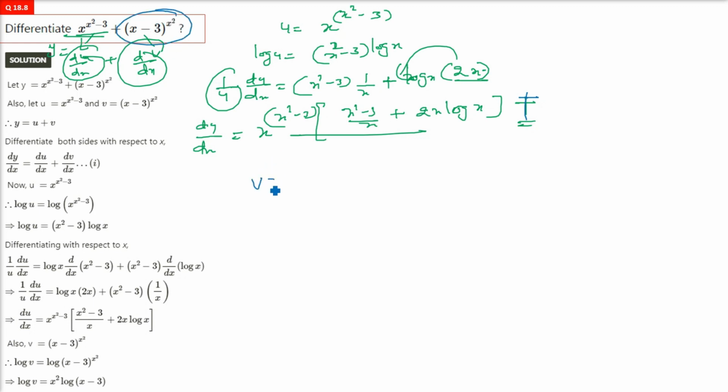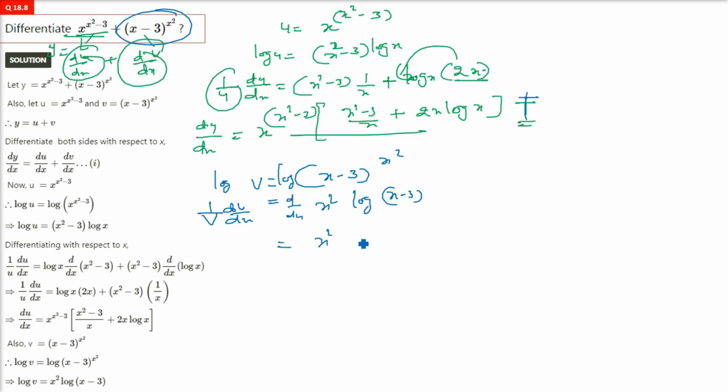We have v is equal to (x minus 3) to the power x square. So for dv by dx, first we will have to take a log of v. So x square will come in front: log v is x square log (x minus 3). Here we will have 1 by v dv by dx, and d by dx of the right hand term: x square outside, log (x minus 3) will give 1 by (x minus 3), and the differentiation of (x minus 3) is going to be 1, because minus 3 will be 0. So it will be 1 only. I am not writing it.